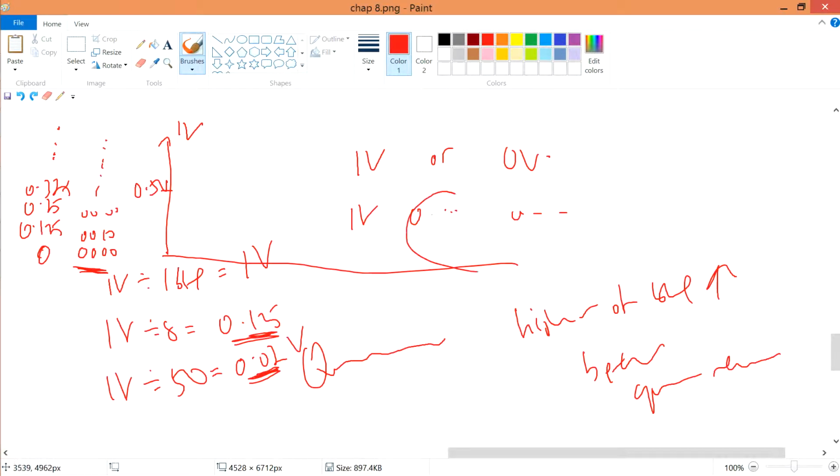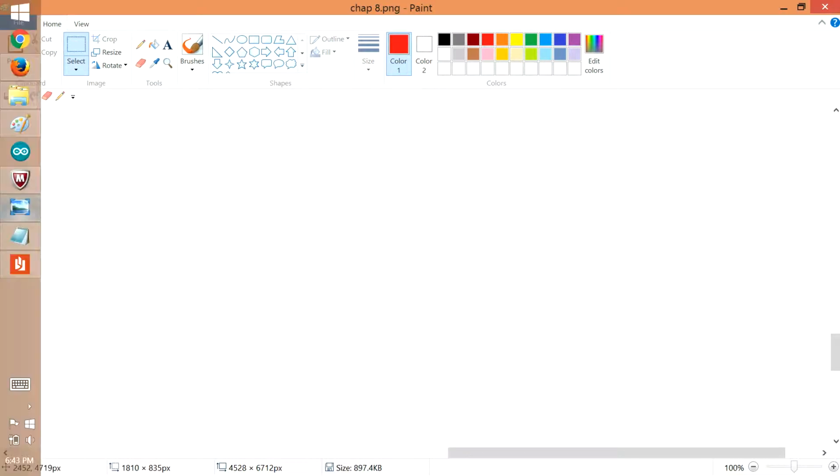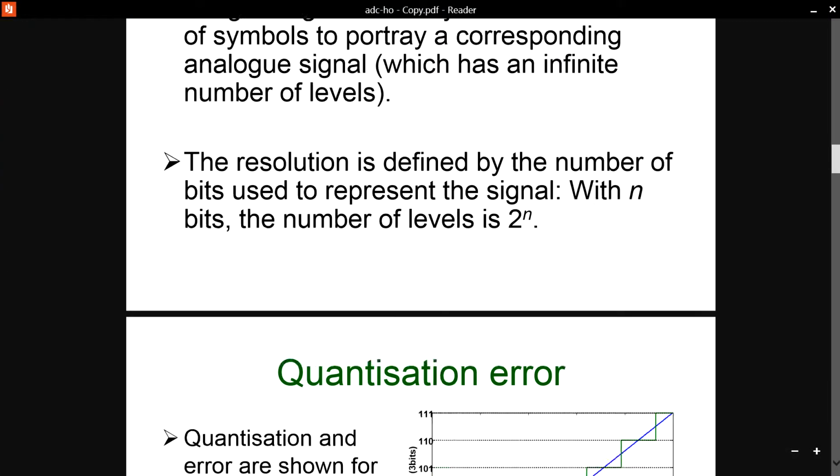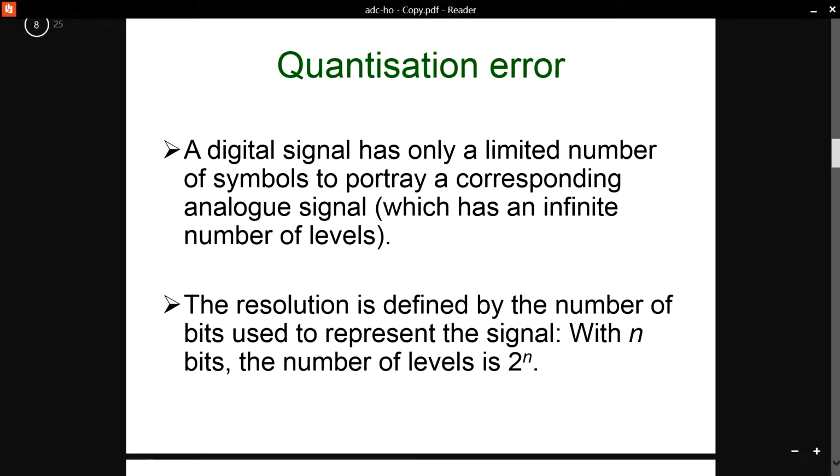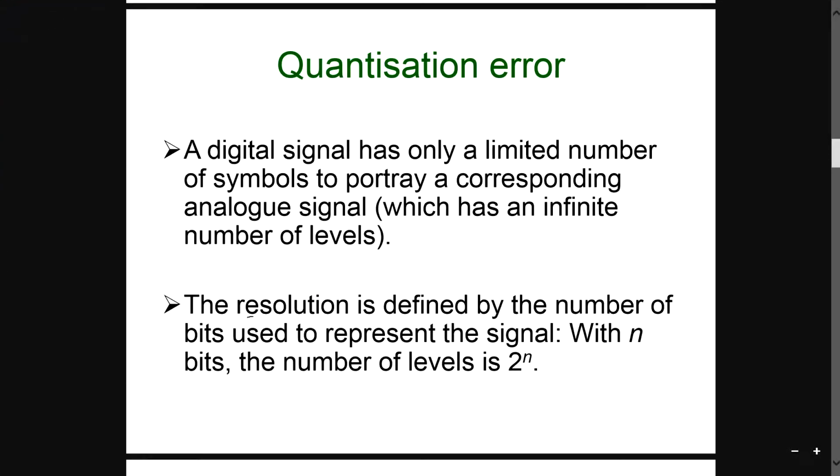So you can break down 1 volt into many possible values, varying between 1 volt and 0 volt. If you want more accuracy, you can have more variations, so that you can better control whatever you want. So it's better resolution, so to speak. The resolution is defined by the number of bits used to represent the signal.